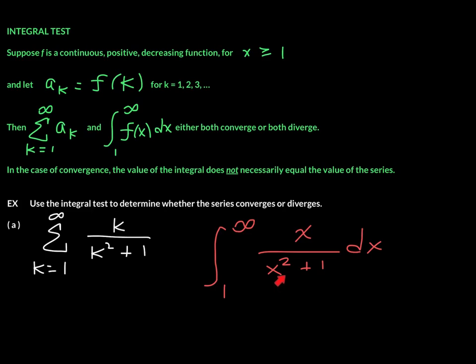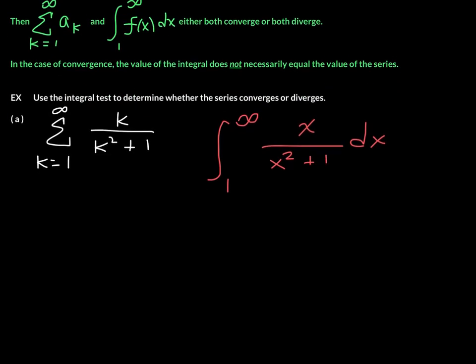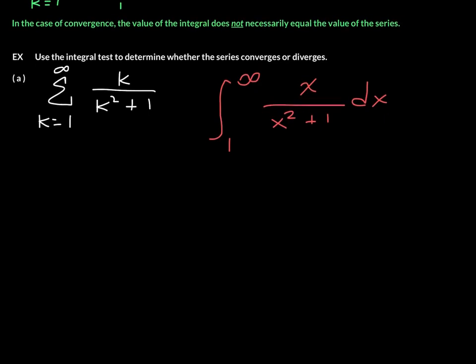And then this is decreasing because the power in the denominator is greater. The larger the values of x become, the denominator is growing a lot faster than the numerator. I mean, it's being squared. So this is definitely a decreasing function. So all the conditions are met here. All right, so here comes the question. Can you and I evaluate this integral? If this integral converges, then the series converges. If this integral diverges, then the series diverges.